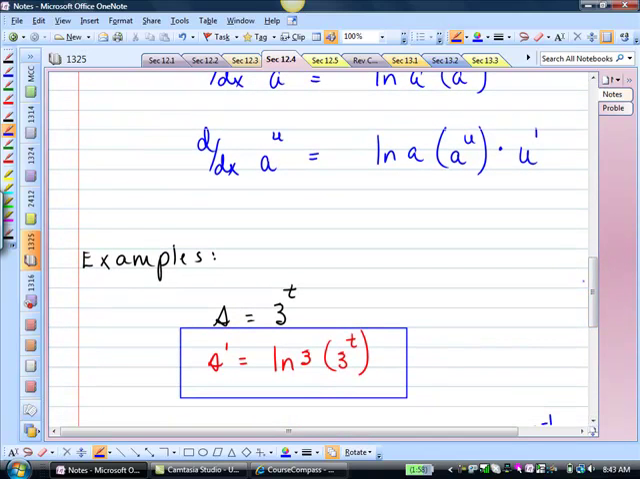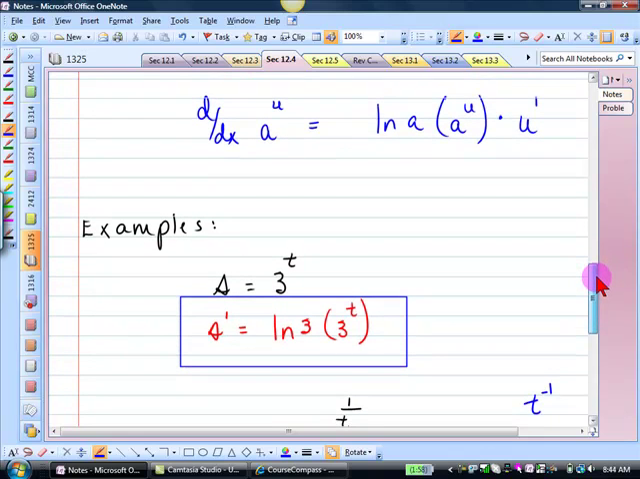So if we had s equals 3 to the t, doesn't have to be x, it's just some variable. There's a number raised to a variable. s prime is equal to ln of a, where a is 3, so ln 3 times 3 to the t. Because this wasn't 3 to the u, there wasn't anything we could take the derivative of, and if you did, you'd get 1, so it doesn't make any difference. So it's just ln 3 times 3 to the t. Okay? It's an easy one.